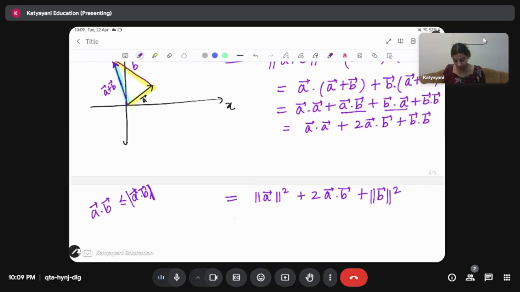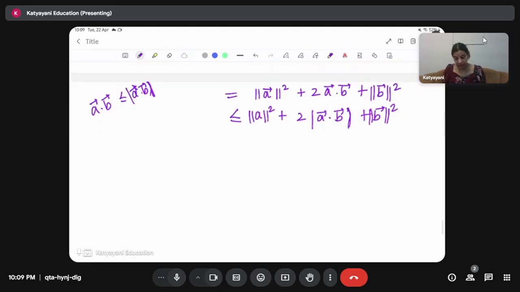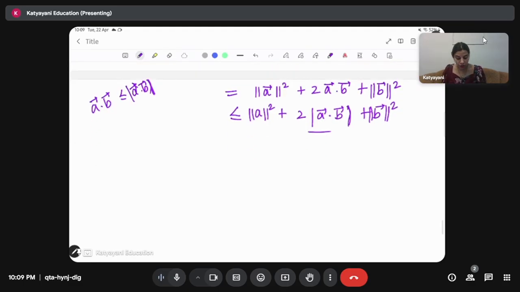So I can write this entire thing would be less than or equal to a norm square plus 2 times the absolute value of a dot b plus b norm square, right? Everything else is the same, but in place of a dot b I've written the absolute value, and I know that the absolute value is always greater than or equal to the actual value, right? Now remember what the Cauchy Schwarz inequality says.